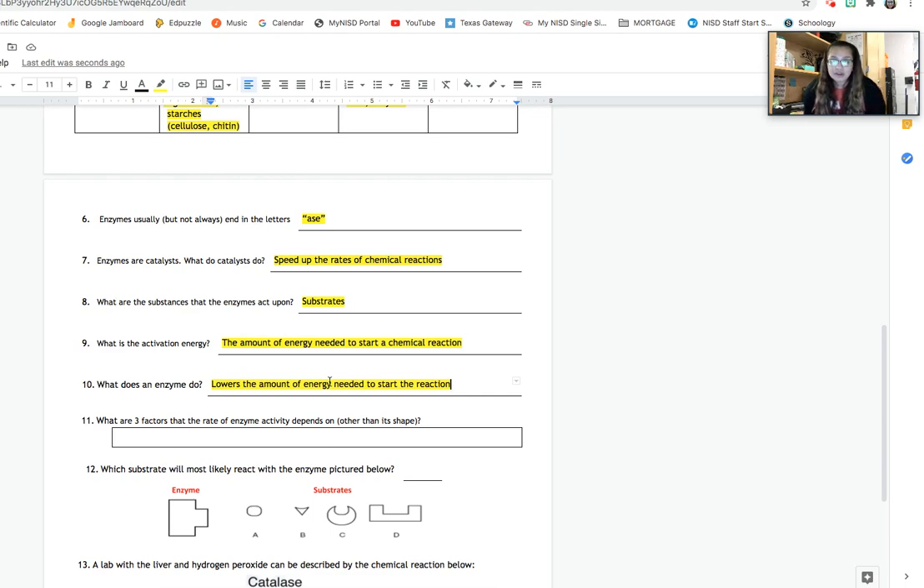Number 11, what are the 3 factors that the rate of enzyme activity depends on, other than its shape? It's going to depend on temperature, the pH level, and the exposure to other chemicals.